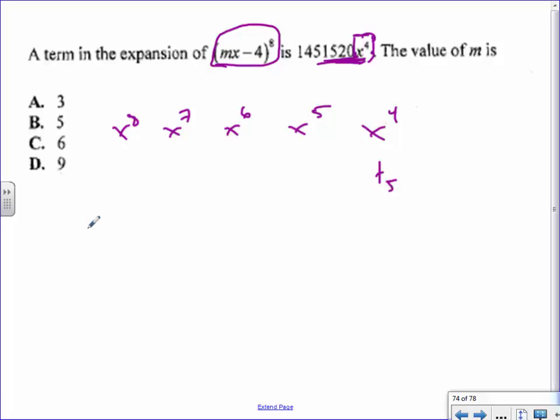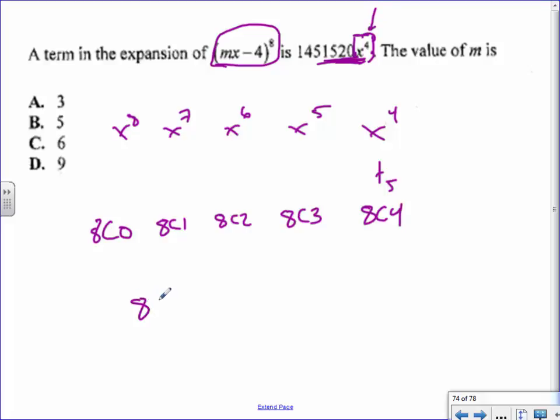But really, this is like 8 choose 0. This is 8 choose 1. This is 8 choose 2. This would have been 8 choose 3. This guy is 8 choose 4. To get the 5th term, we need 8 choose 4. You guys follow that logic? And I knew all of that because it told me there was an x to the 4 in it.